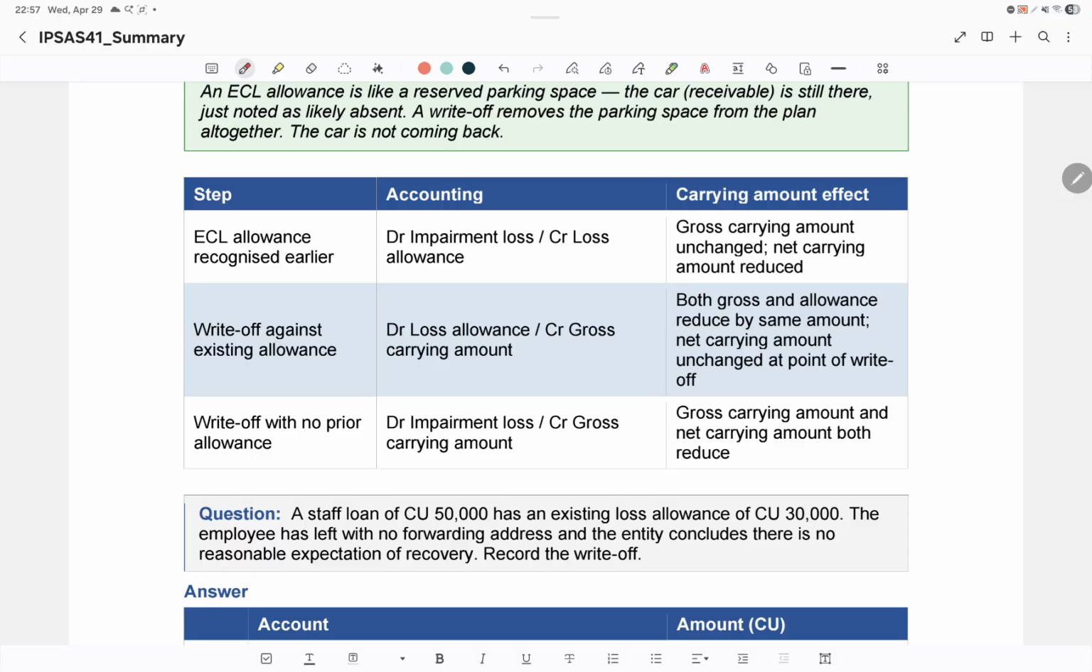So, the accounting and carrying amount. ECL allowance recognized earlier: debit impairment loss, credit loss allowance. Gross carrying amount unchanged, net carrying amount reduced. Write-off against existing allowance: debit loss allowance, credit gross. So both gross and allowance are reduced by the same amount. Net carrying amount unchanged at the point of write-off. Write-off with no prior allowance: debit impairment loss, credit gross carrying amount. Gross carrying amount and net carrying amount both reduce.